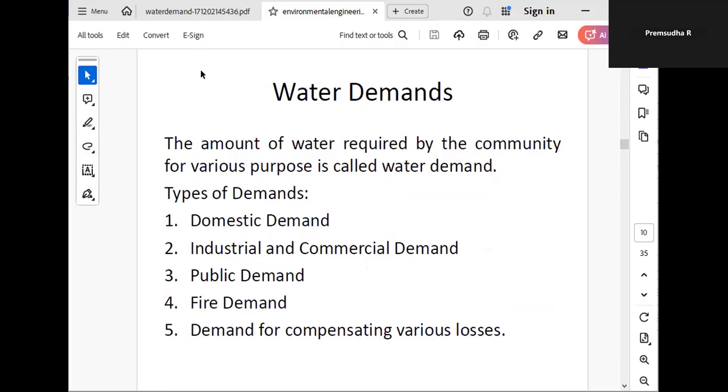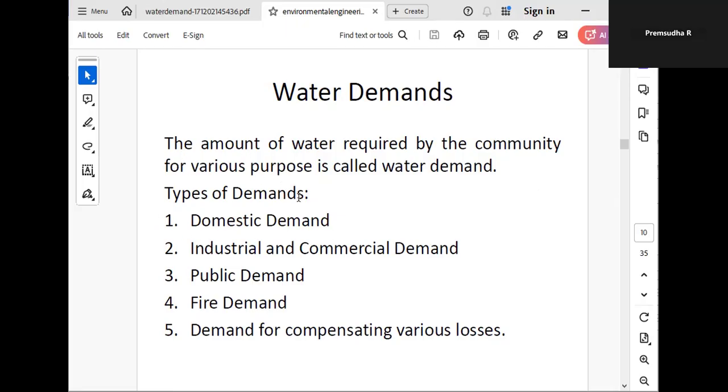Then coming to water demand. What is meant by demand for water? The amount of water required by the community for various purposes is called water demand. So how much water is required for one person for one day? That is called water demand. Like that, the purposes for which we need the water, that is called the demand.